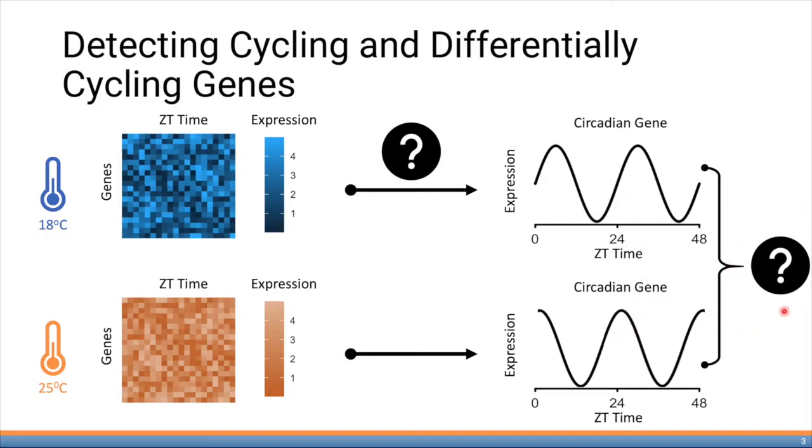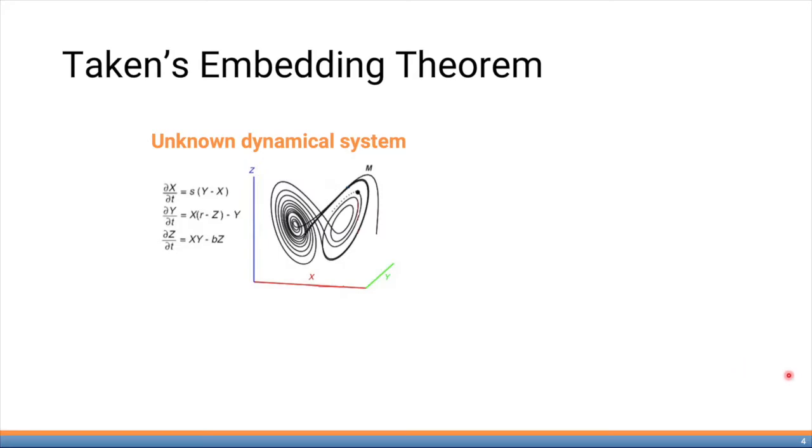Today, I'll talk through two algorithms we've developed to address these challenges: time cycle for cycle detection and time change for identifying differential cycling dynamics between conditions. For background, both algorithms are based off of the same underlying principles as defined by Takens' embedding theorem from the field of dynamical systems theory.